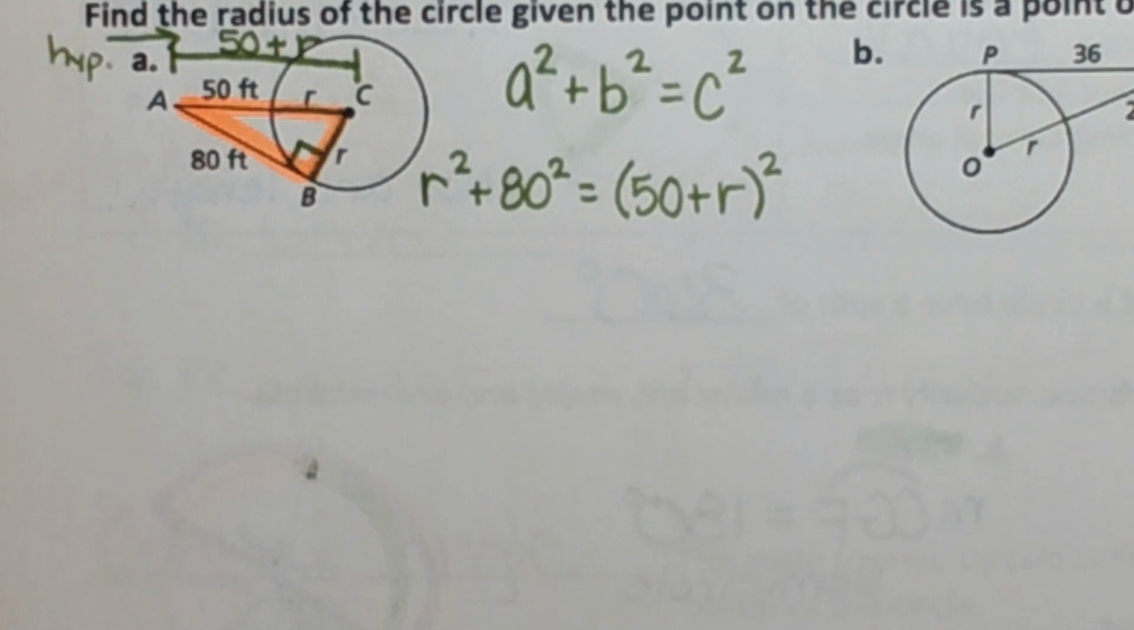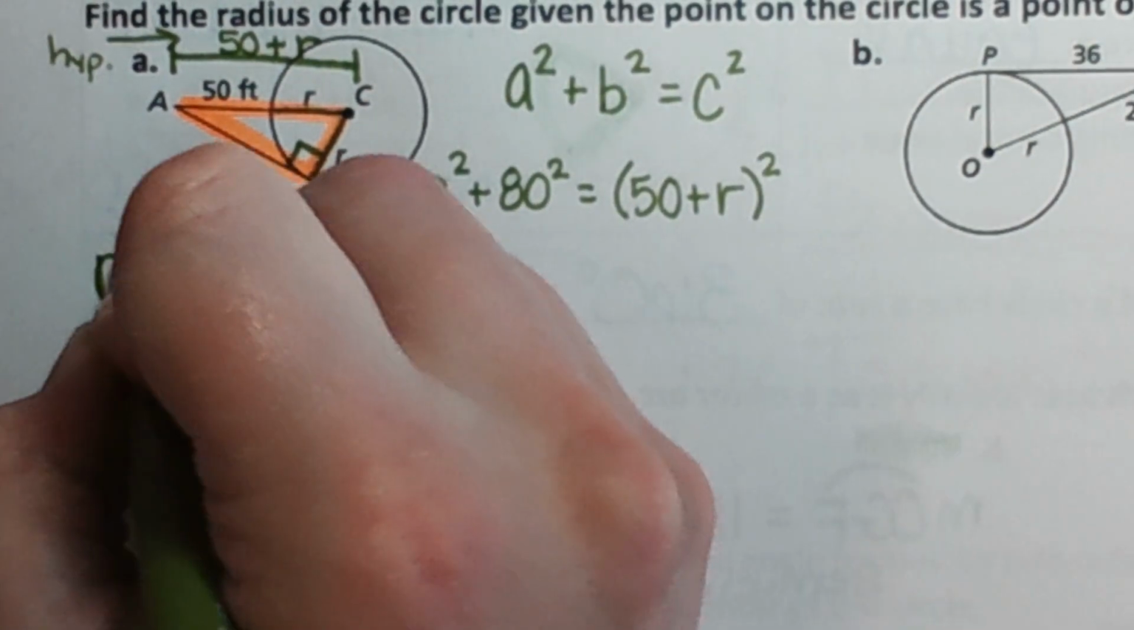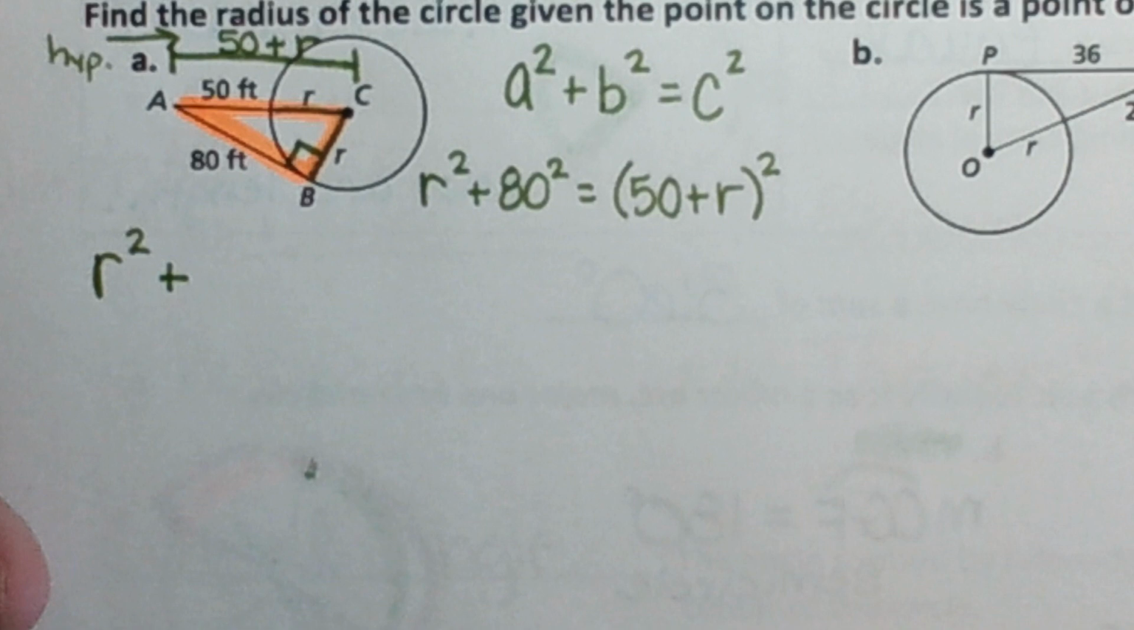Once we get to this point of Pythagorean theorem, what do we typically do? We start doing the squares. The r squared stays r squared. The 80 squared becomes a big number. You got calculators. What's 80 squared? 6,400 indeed. Okay, so 80 squared is 6,400.